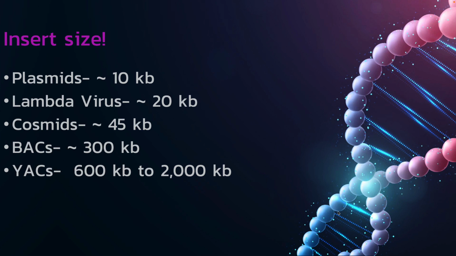Majority, but not all. Lambda viruses are better. You're at about 20,000 base pairs. There's this type of vector called cosmids that get a little bit bigger. Then we have BACs and YACs that can hold anywhere from 300,000 bases all the way up to 2 million base pairs. These, as you might imagine, would be far more useful when we're talking about genomic libraries.